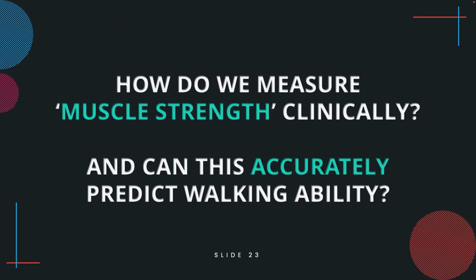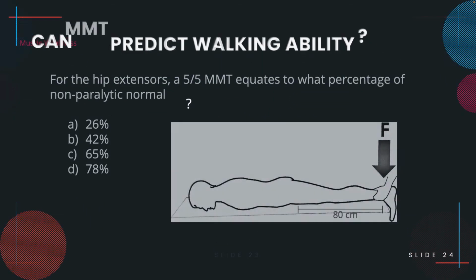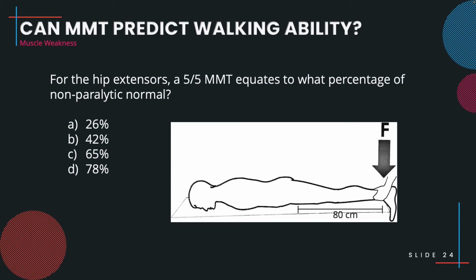So, a quick quiz inside the lecture here. How do we measure muscle strength clinically? If you said manual muscle testing, then you would be correct. And then the next question is, how does manual muscle testing stack up when it comes to accurately being able to predict walking ability? So if somebody scores a 5 out of 5 on a manual muscle test, what percentage of power do you think the person has to generate compared with a non-paralytic normal person?